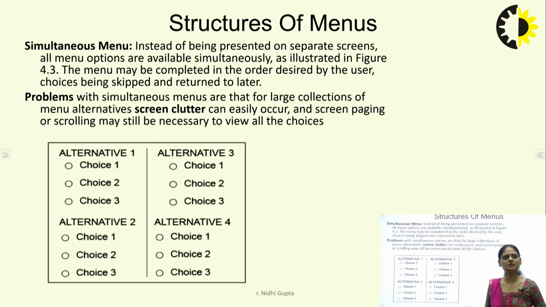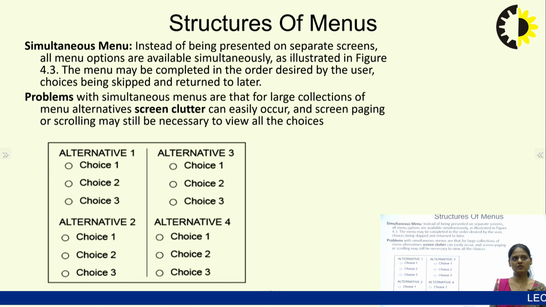So the next is, as the name suggests, simultaneous menus. Simultaneous means that it comes in one go only. Instead of being presented on separate screens, all menu options are available simultaneously, as we see in this figure. The menu may be completed in the order desired by the user, with choices being skipped and returned to later.